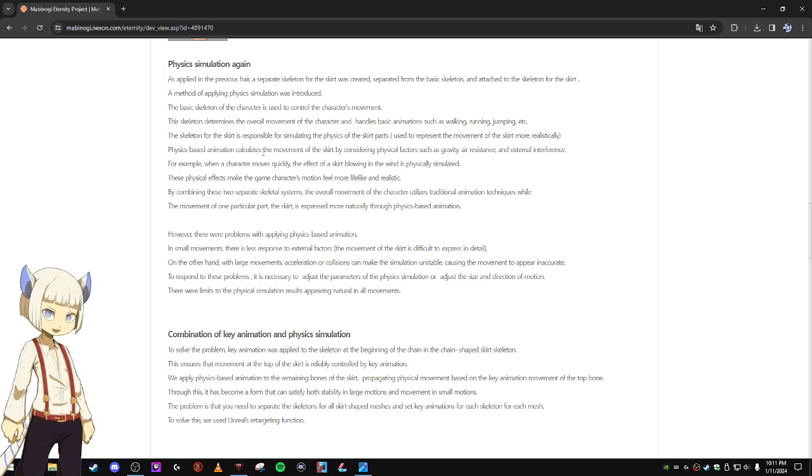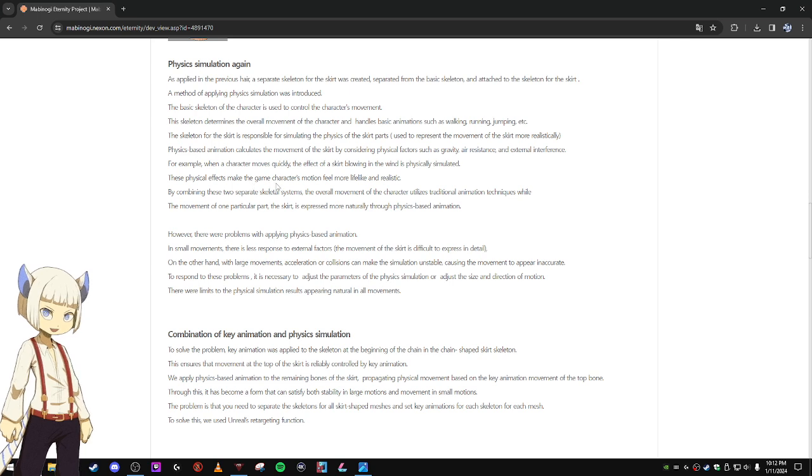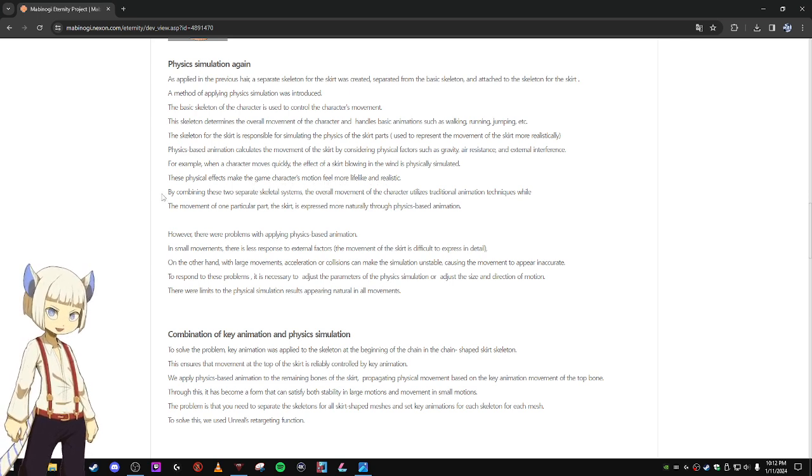Physics-based animation calculates the movement of the skirt by considering physical factors such as gravity, air resistance, and external interference. For example, when a character moves quickly, the effect of a skirt blowing in the wind is physically simulated. The physical effects make the game character's motion feel more lifelike and realistic.